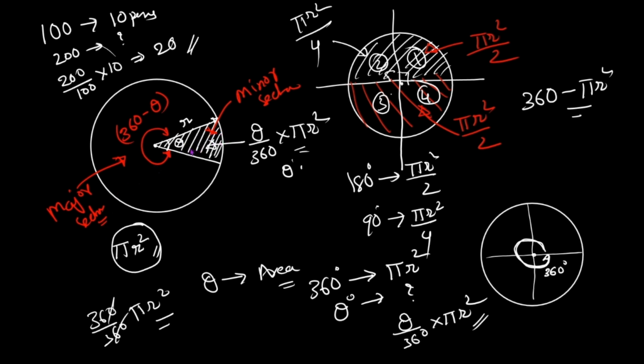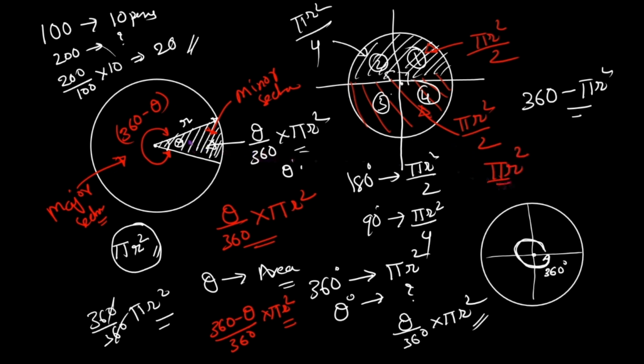For the minor sector, how do you calculate the area? It is just theta by 360 into pi r square. For the major sector, we calculate the same way, but the major sector angle is 360 minus theta. So the major sector area is 360 minus theta by 360 into pi r square. Or, the total circle area is pi r square, and if you subtract the minor sector area, then you will get the major sector area also.